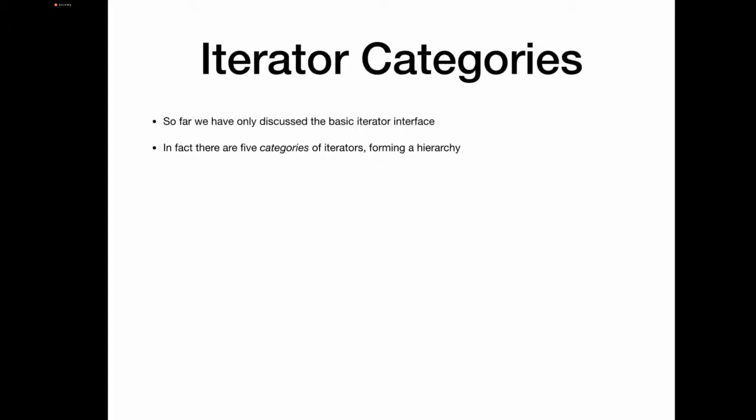Iterator categories. So far we've only talked about the very basic things you can do with an iterator. That is, dereference them, advance them, compare them for equality. There are more advanced iterators. Those are the very basic ones. Sorry, there's a lot on this slide, and it's made the text tiny.